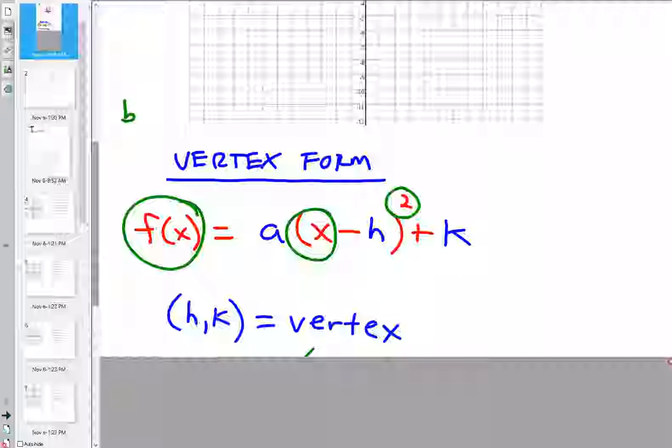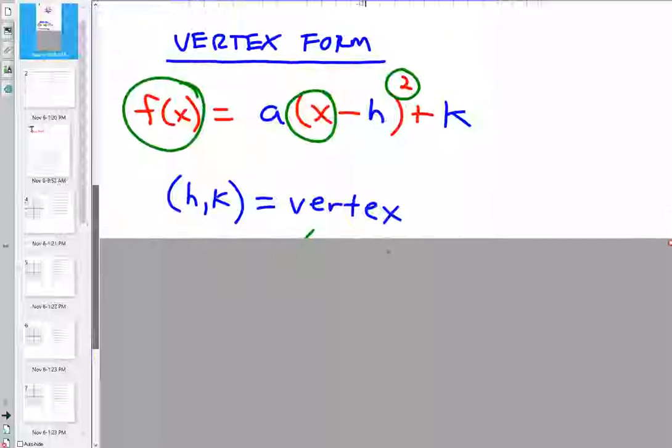You just couldn't have that extra X. If you have that BX term, then that can't be considered vertex form. Remember when we did the square root property and we talked about when there's only one single X or when there's two different X's. So as long as there's not two different X's, even if you don't see a parentheses, you could still consider it to be vertex form. It's just that H would be 0.